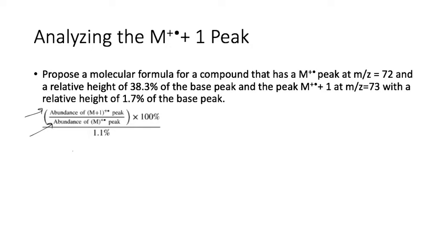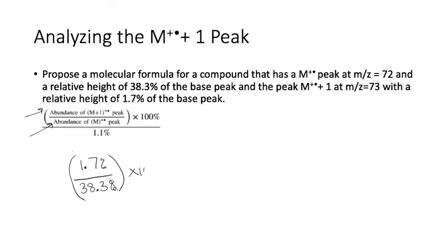So the M+1 peak is at 1.7% abundance. I divide that by the 38.3% abundance, and then I am dividing those two things.